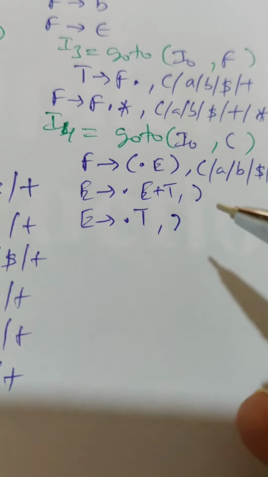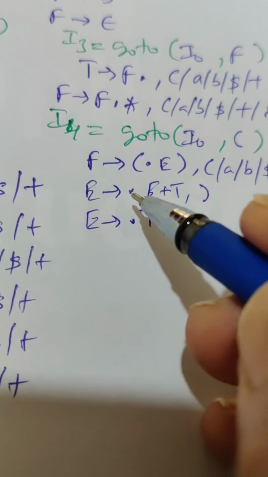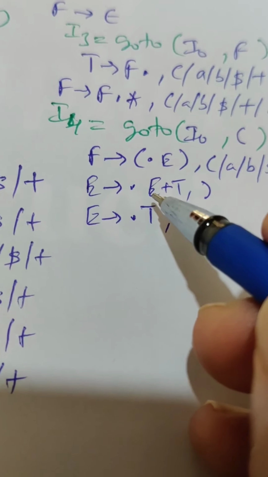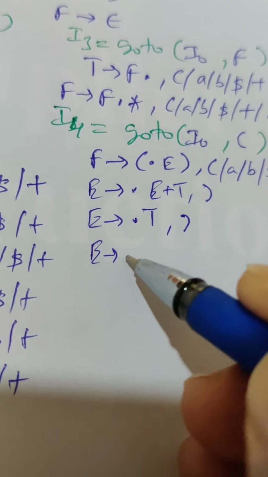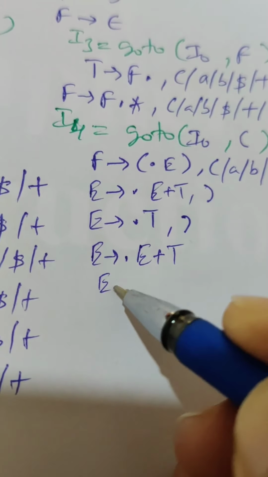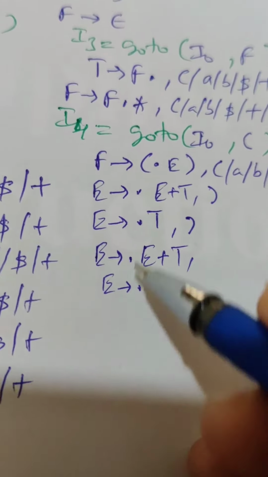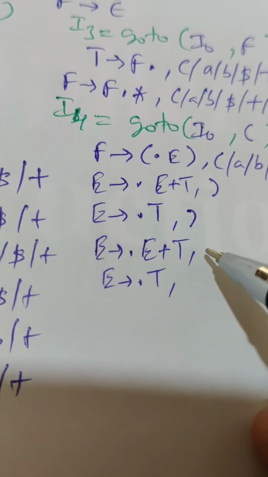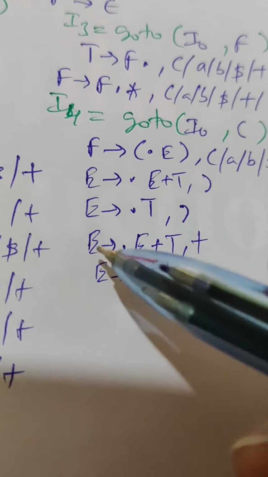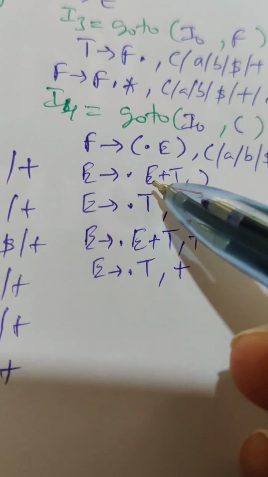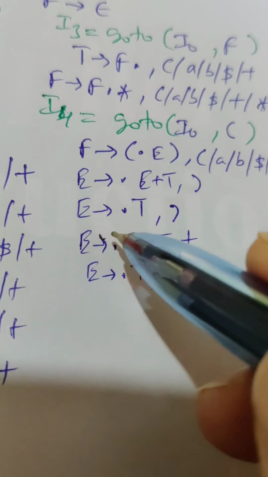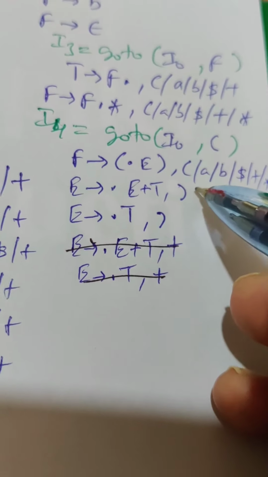Okay, now after the dot again there is an E, so we have to write the rules of E. When I write the rules of E, I'll write them down for you: E goes to dot E plus T, and E goes to dot T. For these two rules, if you observe, the lookahead will be plus. Because of this E, the lookahead of E is plus, so we have written plus here. Why write it again? So we go back, cancel these rules, and just write here that the lookahead can be plus.